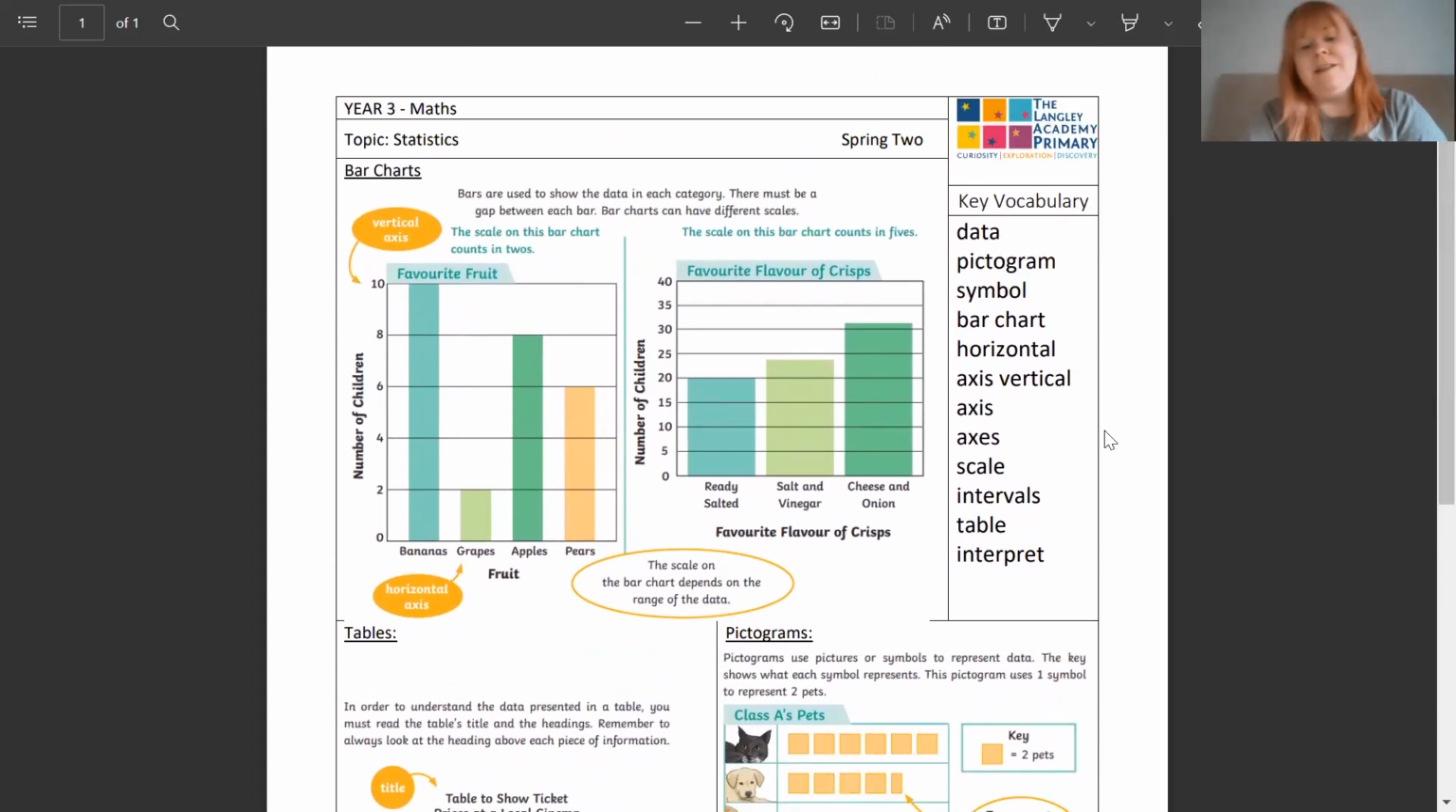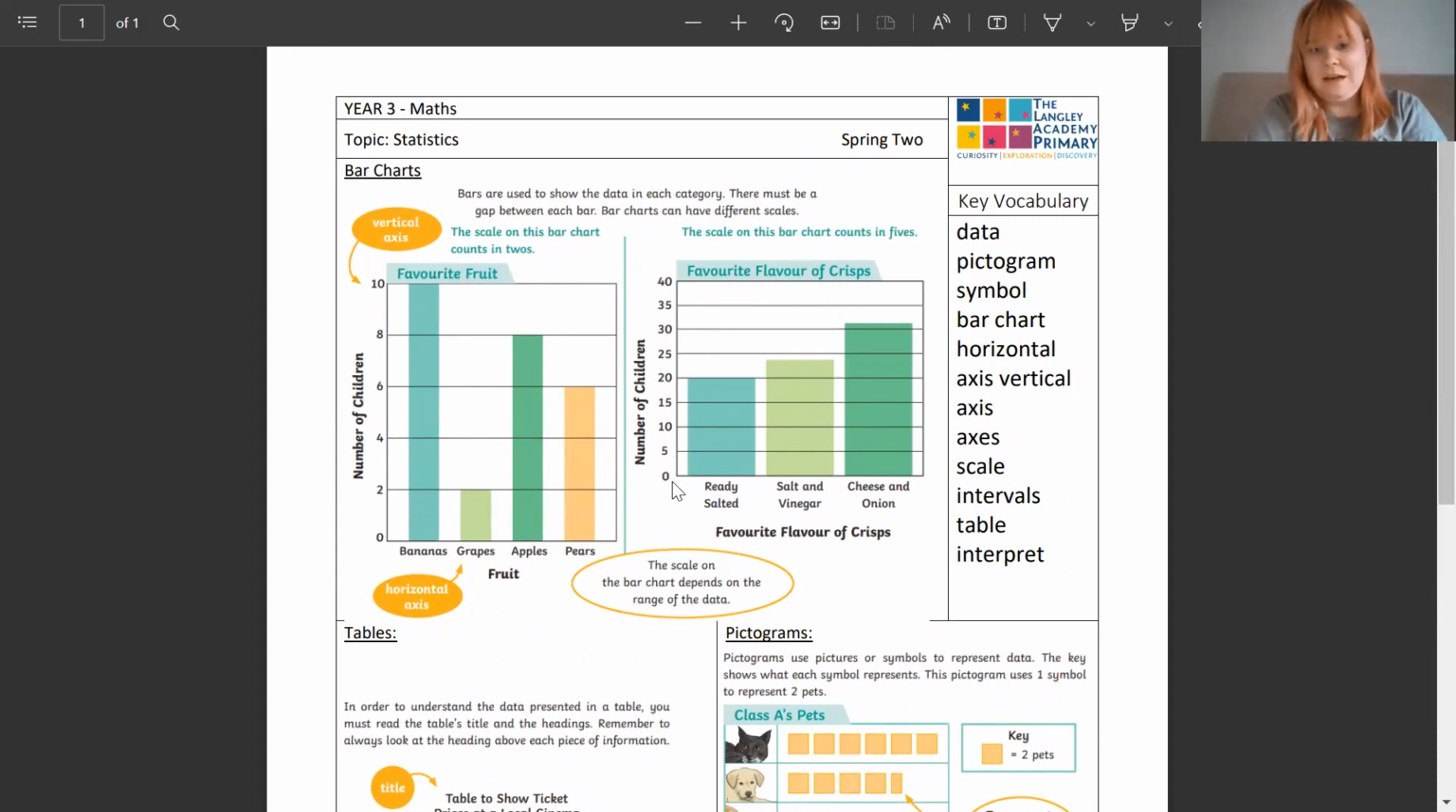And our key vocabulary for this unit is data, which is what we are looking at. The data, so the numbers, the figures. Pictograms is the type, and symbols go along with our pictograms. Bar charts, we have horizontal axis, vertical axis. Axes is what we call them both together. Our scale is what they go up in. Intervals, that is what they go up in.